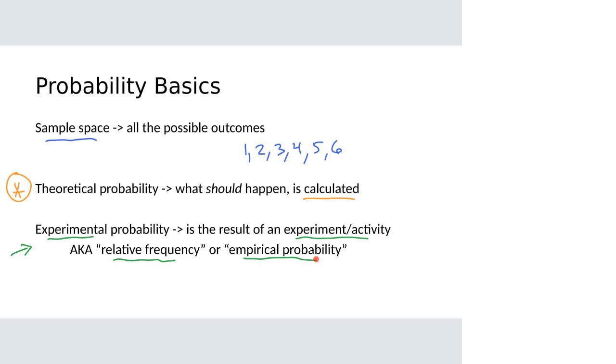I tend to use experimental most of the time when I'm talking about this, but you might see the others come up in other books, other classes, something like that. So we have theoretical and experimental, two different types of probability. The majority of the problems that we work on are going to be here in the theoretical area. Any questions on that one?